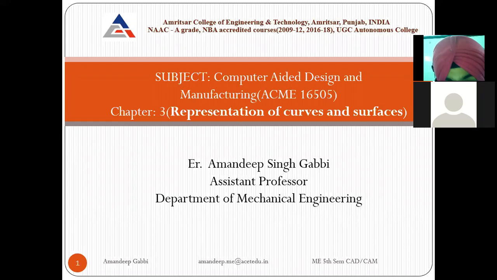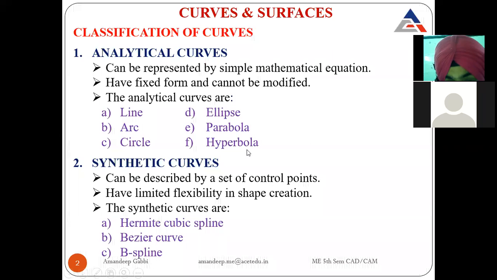Welcome back. And now we are moving to the third chapter of your syllabus, that is representation of curves and surfaces. So this is one of the chapters that is quite difficult compared to the previous one. So first of all, classification of curves.